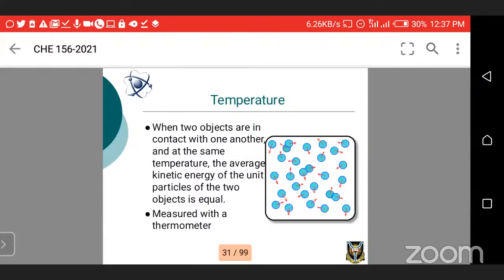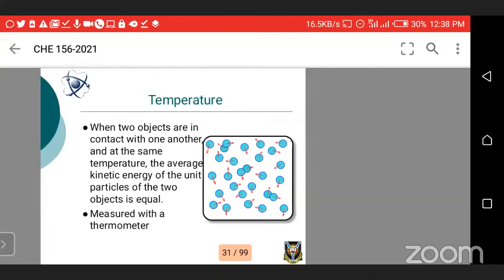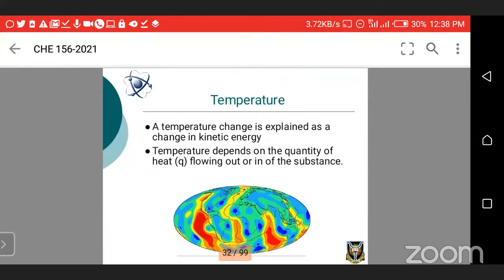That is, when two objects are in contact with one another and at the same temperature, the average kinetic energy of the unit particles of the two objects will be equal. If you measure with a thermometer, it will be equal. But if they are different, energy flows from the higher one to the lower one. So temperature change is explained as a change in kinetic energy.